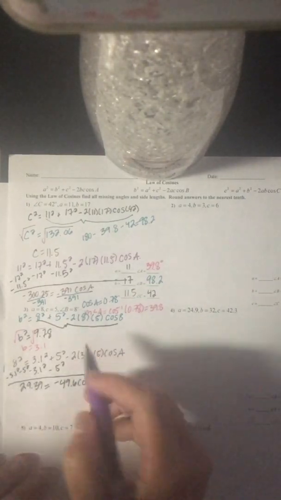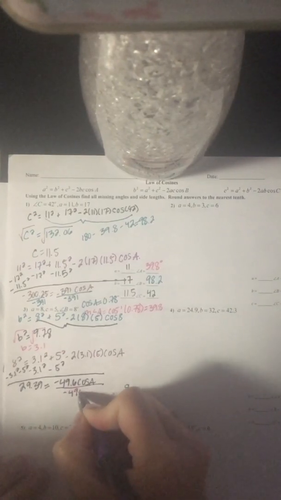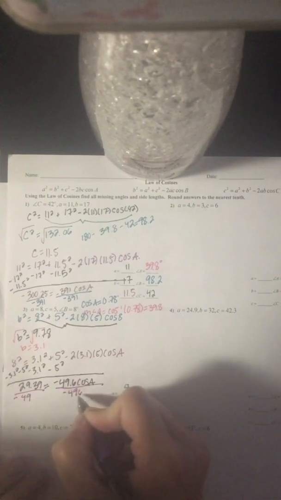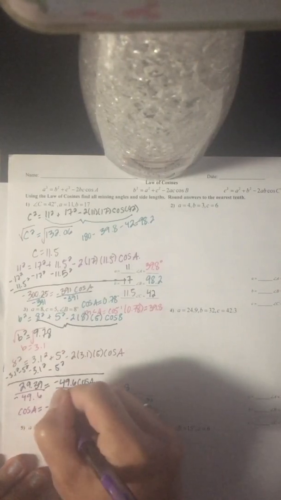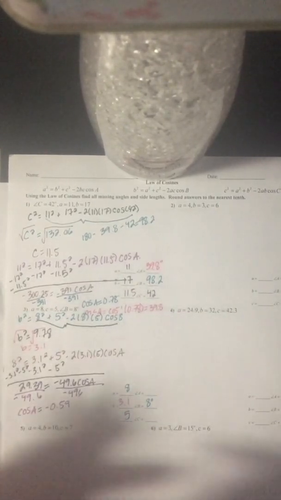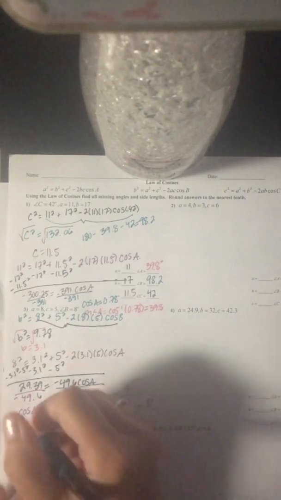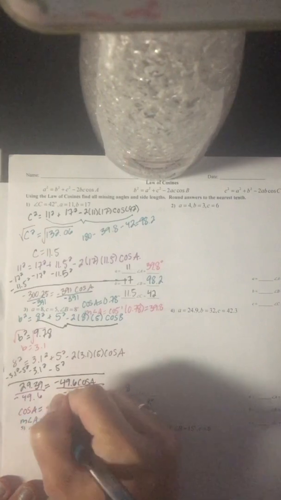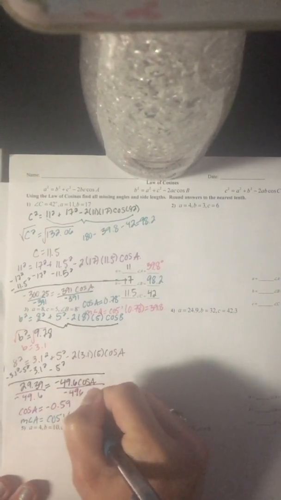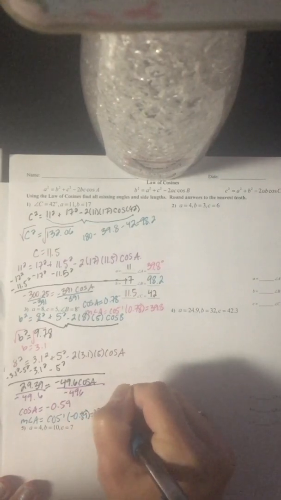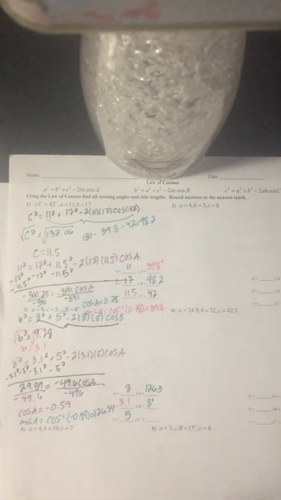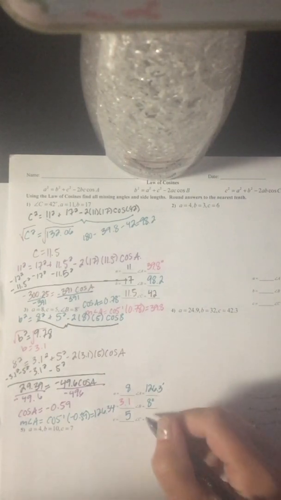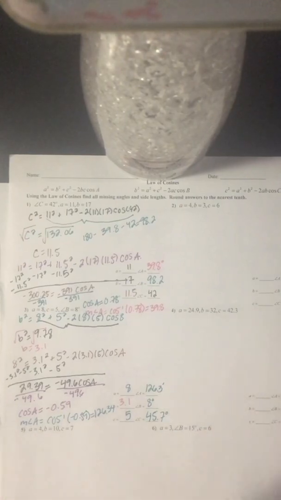Now we're going to get cosine of A by itself, so we're going to divide both sides by negative 49.6. And that gives us cosine of A is equal to negative 0.59. And then we're just going to find the measure of angle A, we're going to take the cosine inverse of negative 0.59, and that gives us 126.34. Or we could just say 126.3 degrees. And then after we subtract 126.3 and 8 from 180, we get 45.7 degrees for angle C.